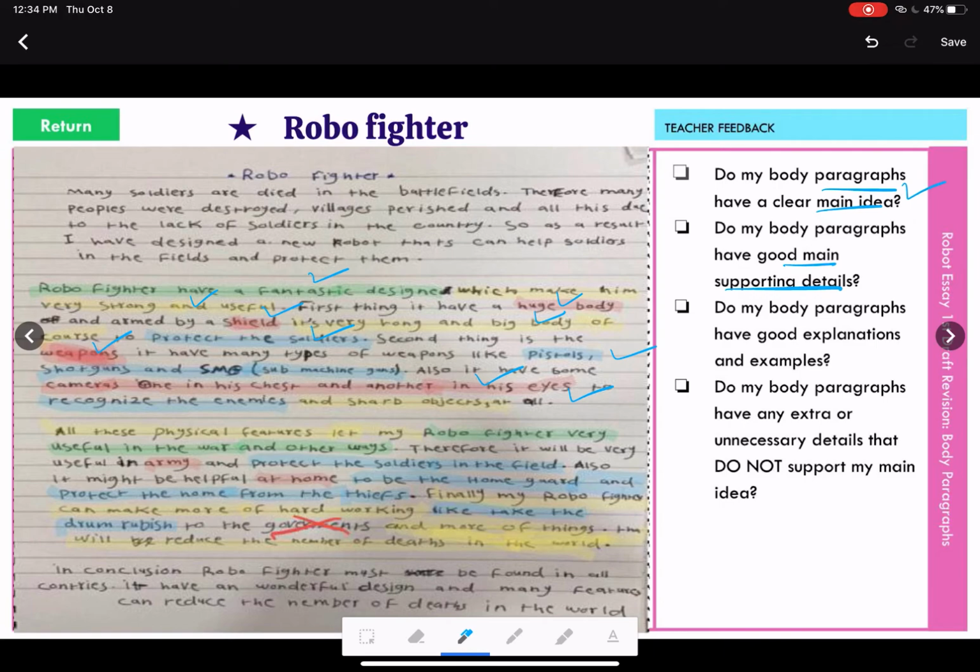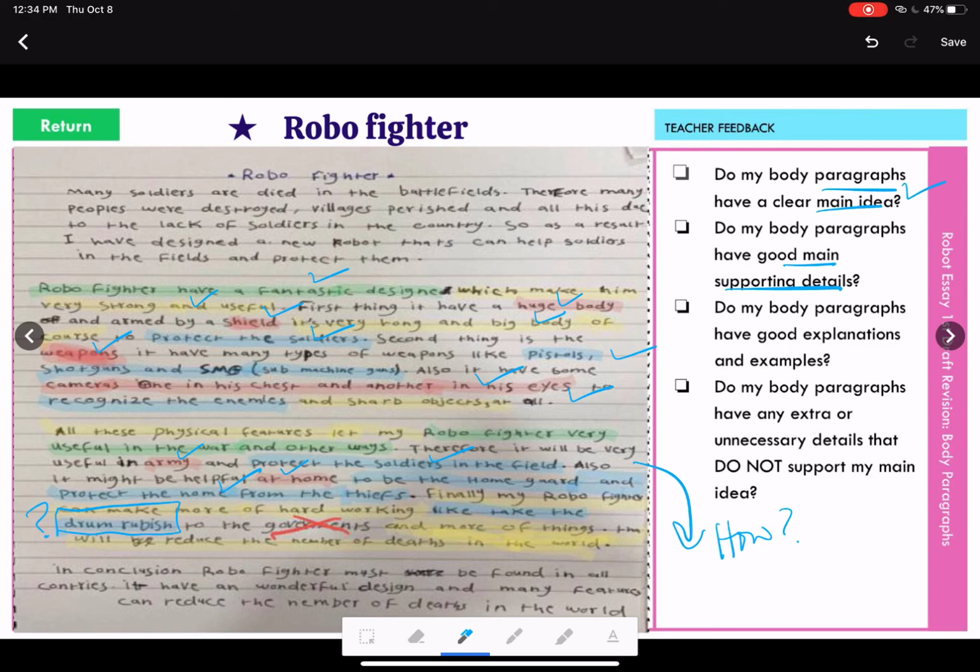The second body paragraph, I think it's more of a language issue. You have really good ideas. You talked about how it will be useful in the army, and then it's going to protect soldiers. It's going to be helpful at home because it's going to protect them from thieves. I would ask you maybe, how is it going to do this protection? What is it going to do to protect the soldiers? What is it going to do to protect against the thieves, right? This was the one that I wasn't quite sure about, and I think it's because of this word. I don't really understand that word. So maybe work on that.